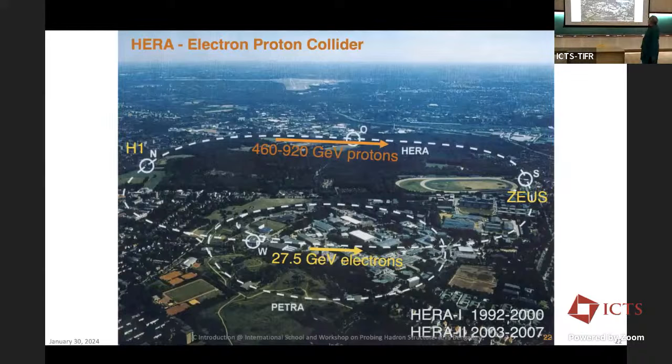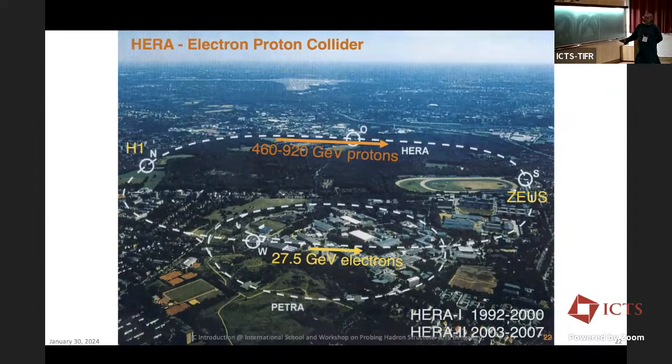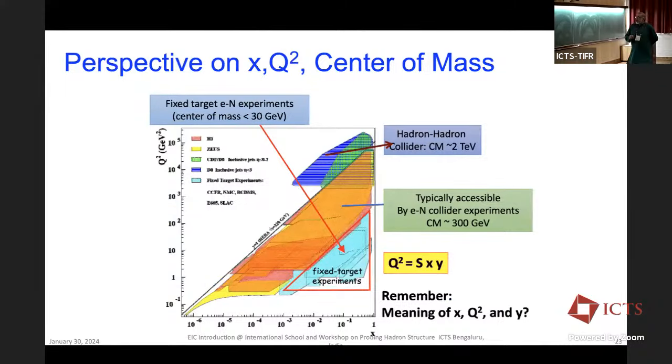So let me just jump to the collider, assuming that we have done fixed target in the past 50 years. This is a picture that you saw in another talk as well. There were two experiments, H1 and ZEUS, with 27 GeV electrons. They were exploring, as I mentioned, X Bjorken on the X-axis and Q squared on the Y-axis. The fixed target experiments sit all here. This is the fixed target regime.